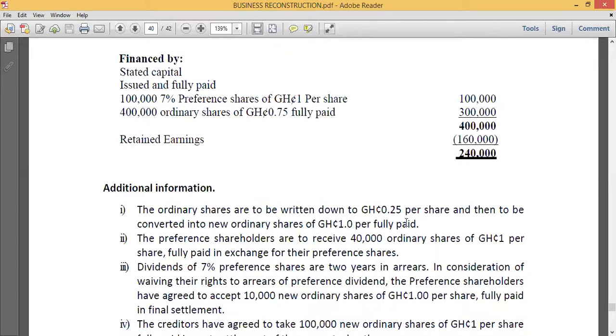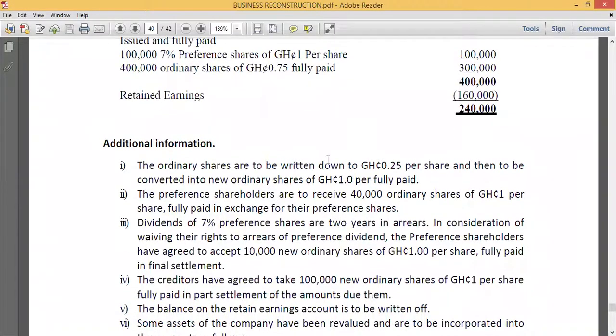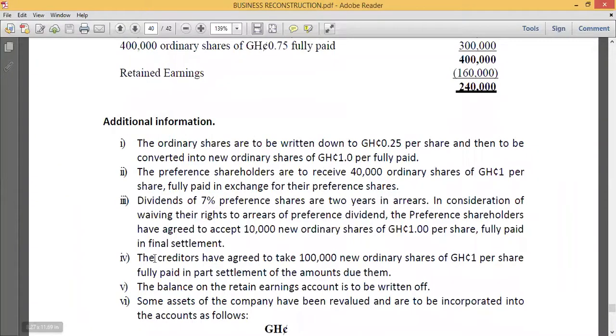To get the number of shares, it means that the number of shares will reduce. If we are taking 200,000 out of 300,000, the final answer will be 100,000. So 100,000 divided by 1 will give us 100,000. So the number of shares after converting will be 100,000 shares. So now let's move on.